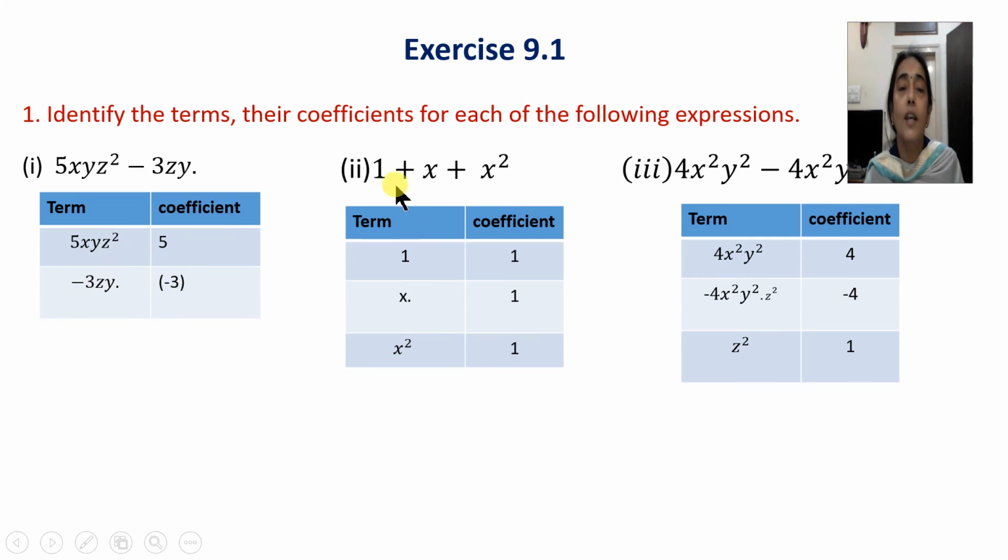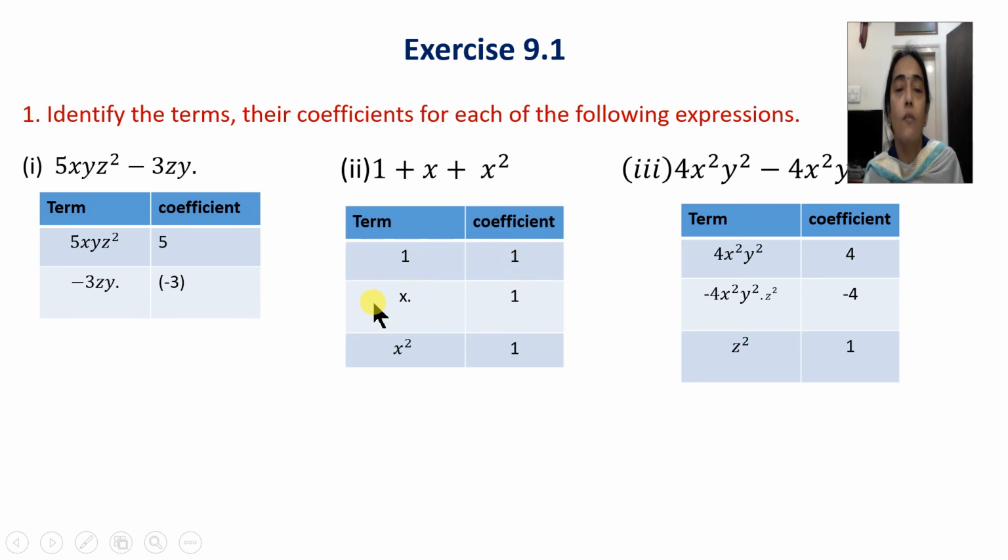Similarly, in this expression 1 plus x plus x square. Under terms you write down the three terms because here there are three terms. One is 1, another is x, and the third one is x square. Now the constant term is the coefficient of itself. I had already told you this. So here the constant term is 1. So I will write down 1.